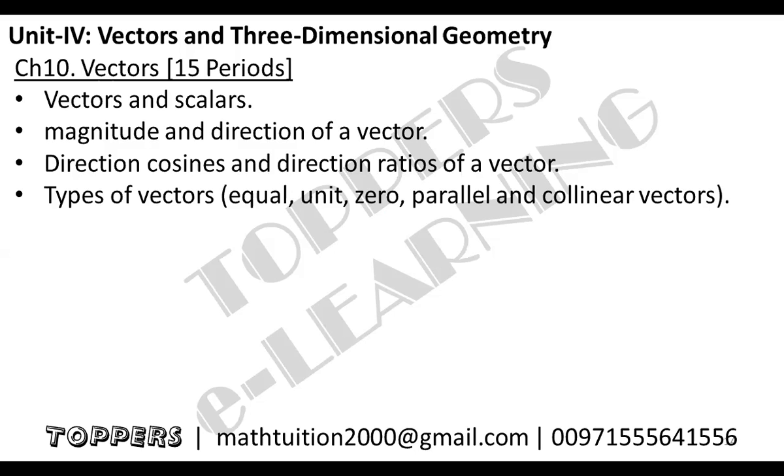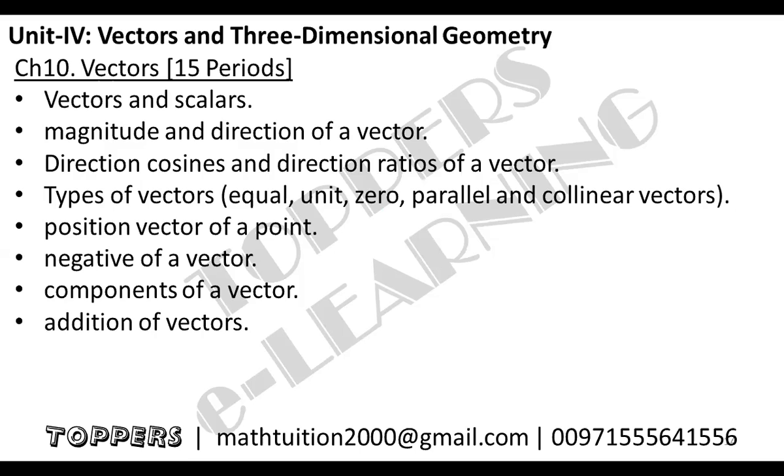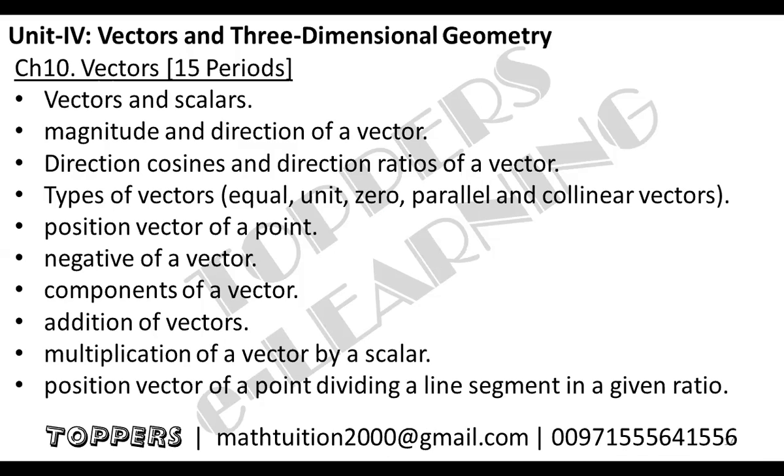Chapter 10, vectors. Vectors and scalars, magnitude and direction of a vector, direction cosines and direction ratios of a vector, types of vectors, equal, unit, zero, parallel and collinear vectors, it is there. Position vector of a point, negative of a vector, components of a vector, addition of vectors, multiplication of a vector by a scalar, position vector of a point dividing a line segment in a given ratio, it is there.